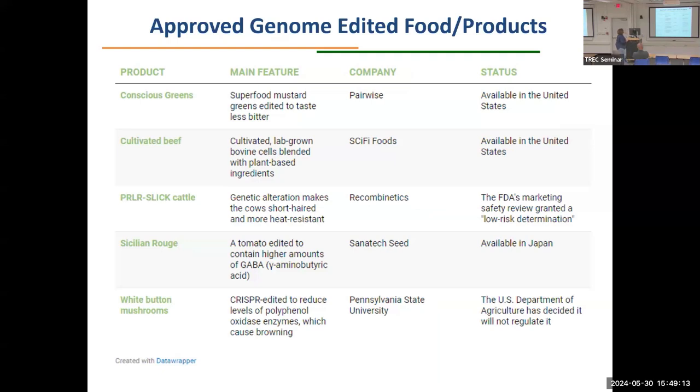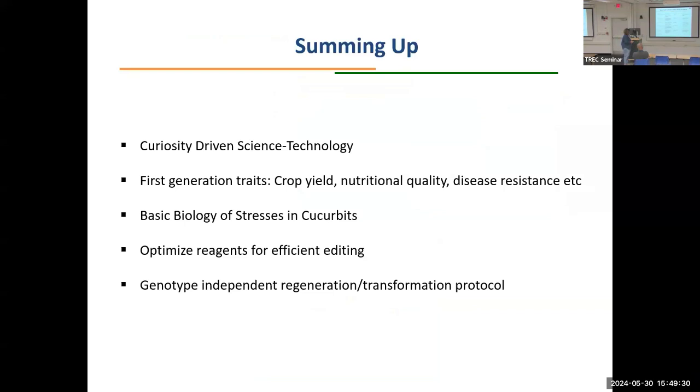So till now, which gene edited products have been approved and are available in the market? The first one is the Conscious Greens. Pairwise has developed this product. Then the cultivated wheat, Sicilian Rouge, I already mentioned, and the white button mushroom.